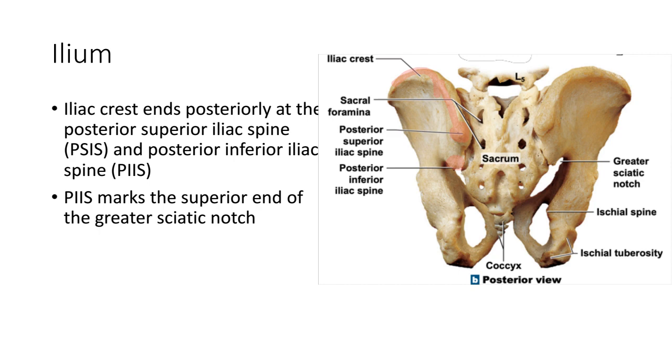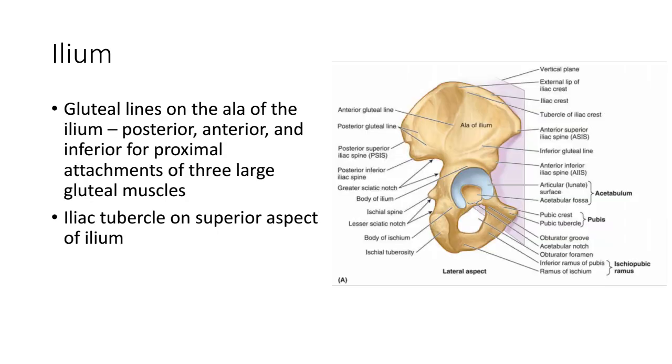The posterior inferior iliac spine marks the superior end of the greater sciatic notch. So you can see the greater sciatic notch right here. And over here, you can see a better picture of it right there. As the name implies, that's where the sciatic nerve travels through before going to the leg.